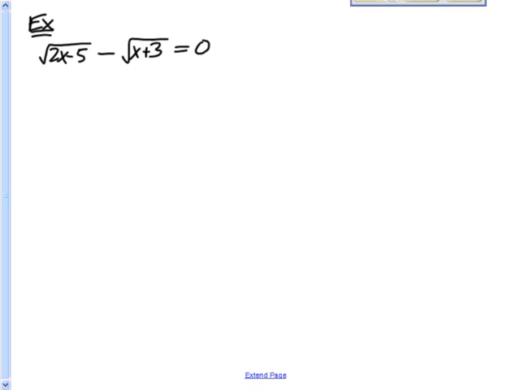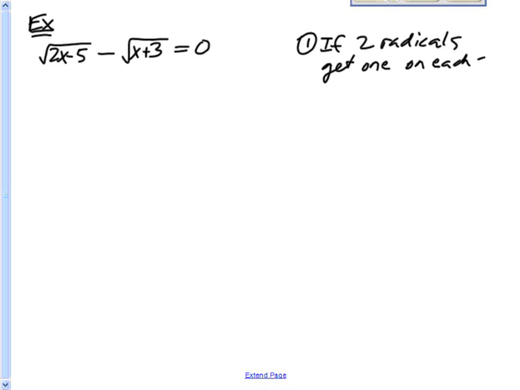Alright, when this occurs, if they're both the same root, like they are here, both of them have the square root, go ahead and get a square root on each side and then square the sides, okay? So if you have two radicals, get one on each side. That's your step. And in this case, so let's do that, plus root x over 3.